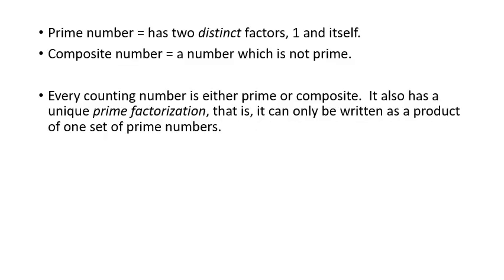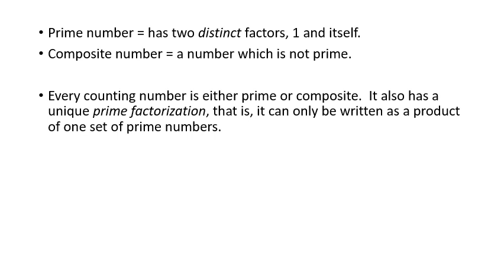So we should define these terms. A prime number has two distinct factors. Now, distinct is the mathy way of saying that they have to be different. So there have to be two different factors, one and itself.